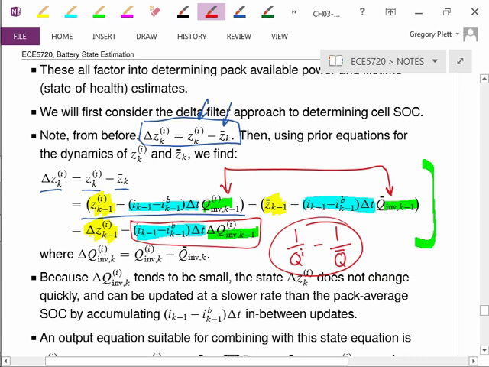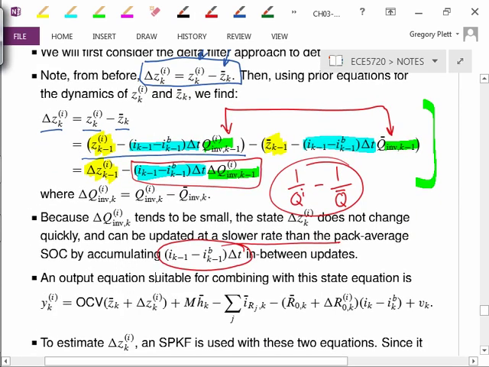If the delta capacities are not all the same, then I do have to update my delta z a little bit to account for that, but it doesn't update nearly as quickly as the actual pack average state of charge changes. So I can update delta z at a slower rate. We've said that before, but here the math is kind of proving that out. And we would do that by accumulating the input in between updates. We just keep on adding the accumulation of current, ampere seconds of current, in between updates. If I update once every n times, then I would accumulate n of those, and so forth.